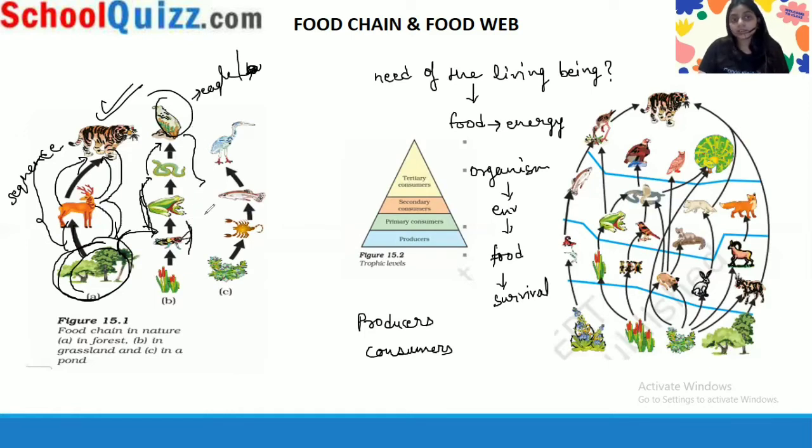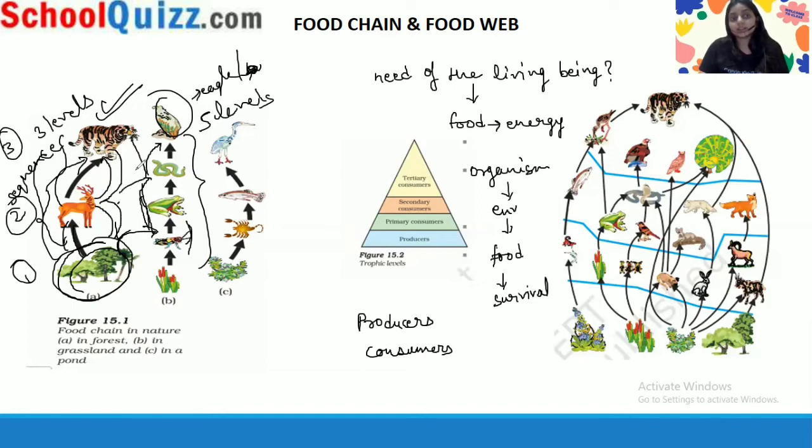In this sequence there are five levels, and in this sequence there are three levels. Levels means this is the first level, this is the second level, and this is the third level. The second and third levels are the consumers, and this is the producer. Producer means which can prepare its food on its own. And in this there are primary, secondary, and tertiary consumers, and this is the top consumer.